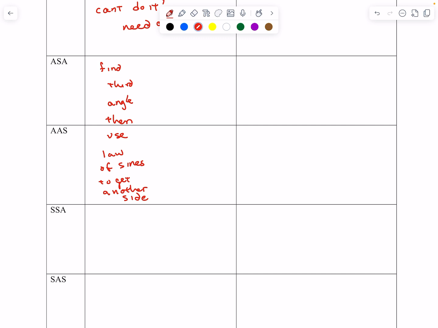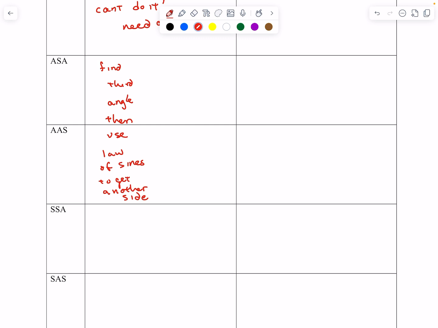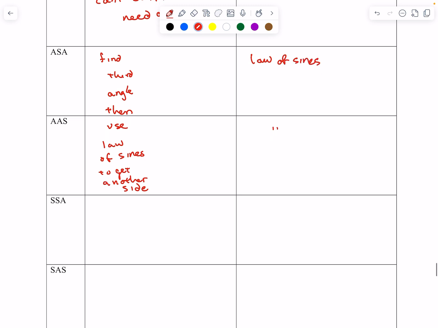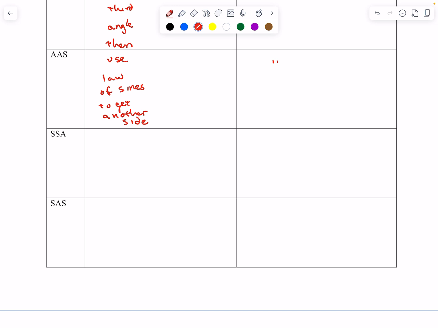Okay, angle side angle and angle angle side are basically the same. If you have two angles, find the third angle, and then basically you have all these. Okay, this is law of sines. Ditto. Okay, side side angle is the ambiguous case.